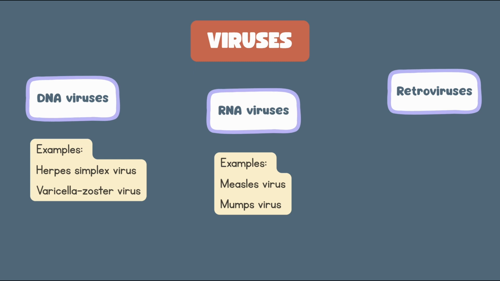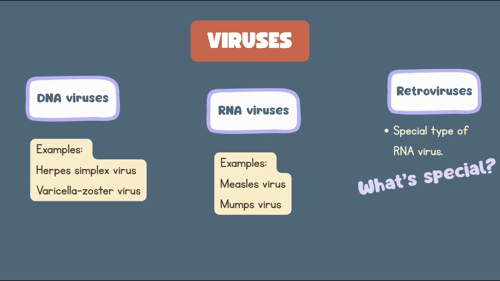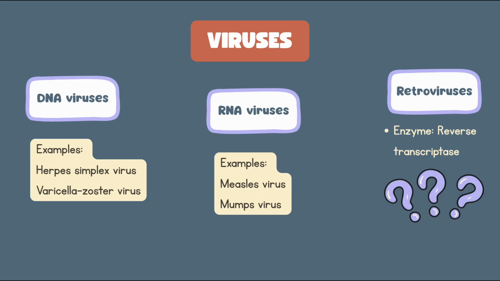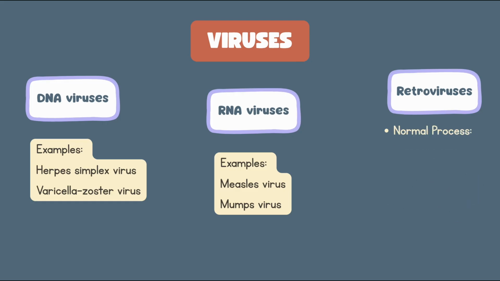Lastly, let's have a look at retroviruses. Retroviruses are a special type of RNA virus. What makes them so special is that they contain an enzyme called reverse transcriptase. Now, what does reverse transcriptase do? To understand what reverse transcriptase does, let's review what we said normally happens. The normal process is DNA to RNA to protein. However, retroviruses reverse this process with the help of reverse transcriptase, and they convert RNA to DNA.